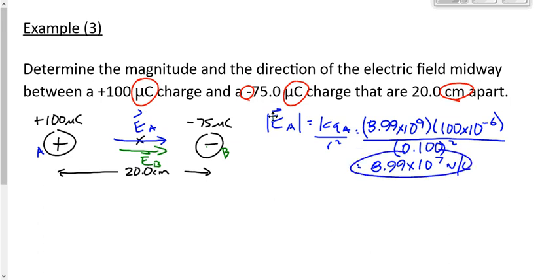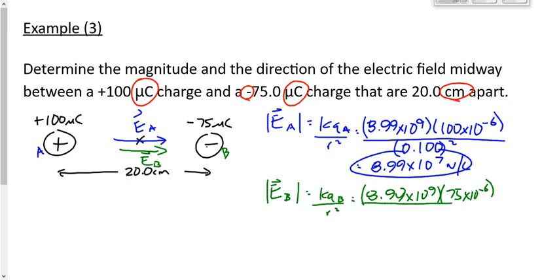There's the first one. And then the second one, EB, is kQB over r squared. It's 8.99 times 10 to the 9 times QB, which is 75 microcoulombs, or 75 times 10 to the minus 6, over the same distance again because it's midway between. The field we get there is 6.7425 times 10 to the 7.